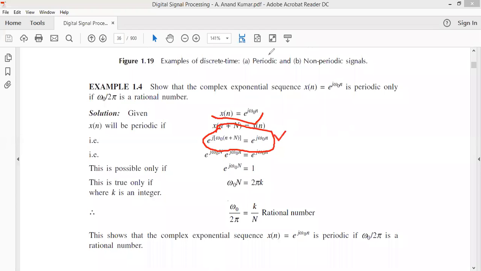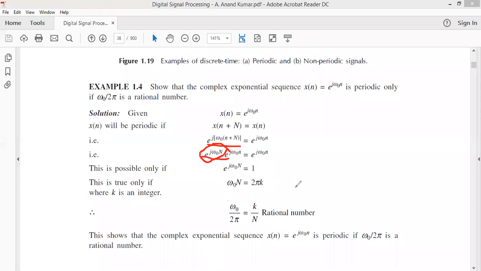Okay. Now what we do here, we separate this into two exponentials. This can be written as e power j omega naught n, e power j omega naught N. Okay, so these two are equal only if e power j omega naught N is equal to 1. Then the left hand side will be equal to the right hand side. So e power j omega naught N is equal to 1.